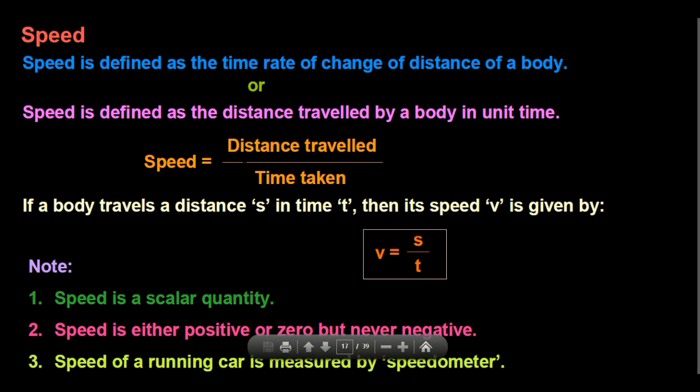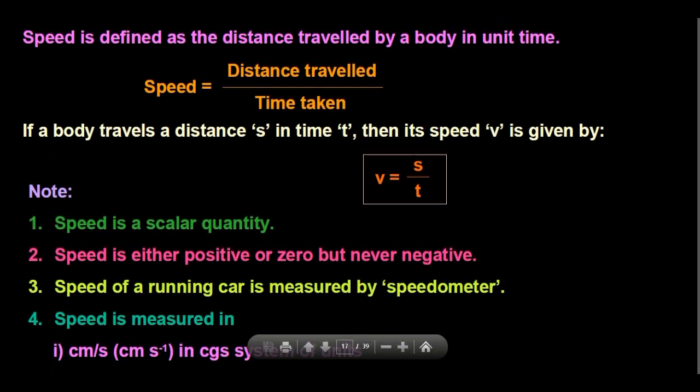The definition is: speed is defined as the distance traveled by a body in a unit time. So speed is the distance traveled by a particular object in a unit time, or whatever time that object has taken to travel that distance. The formula is speed is equal to distance upon time. You can remember this formula. The unit of distance is meters and time is measured in seconds, so speed is measured in meters per second.